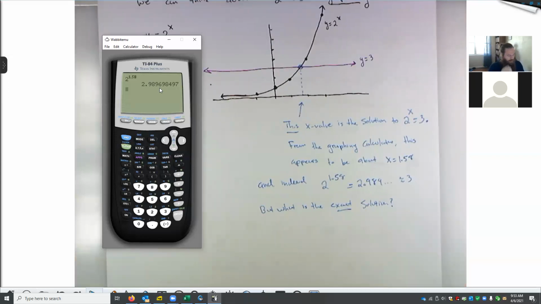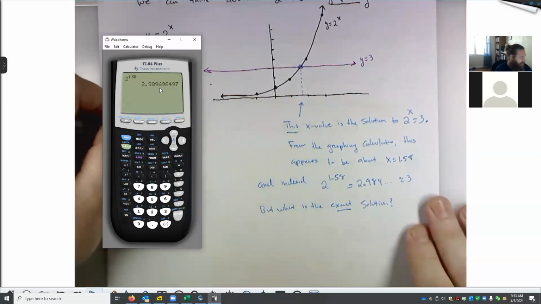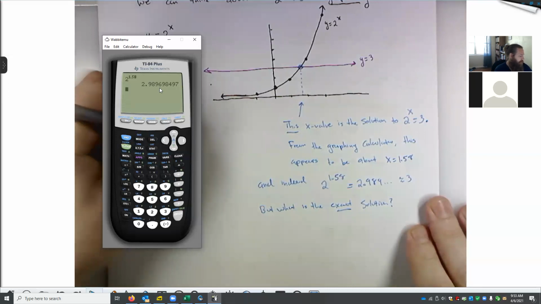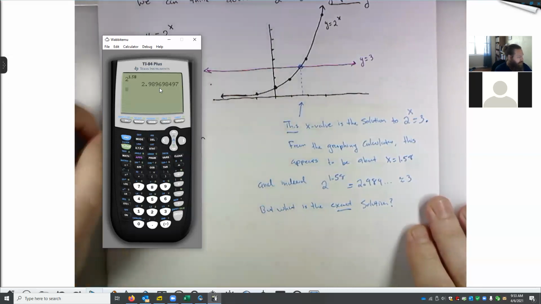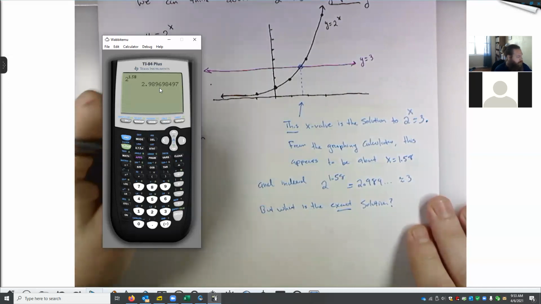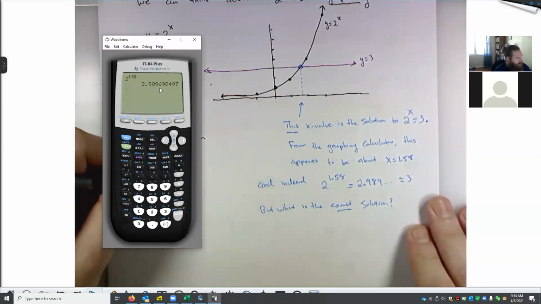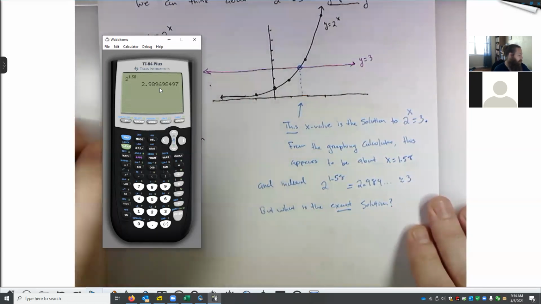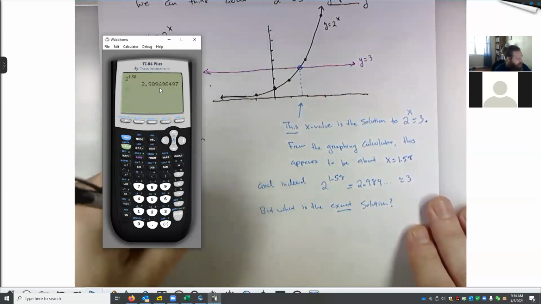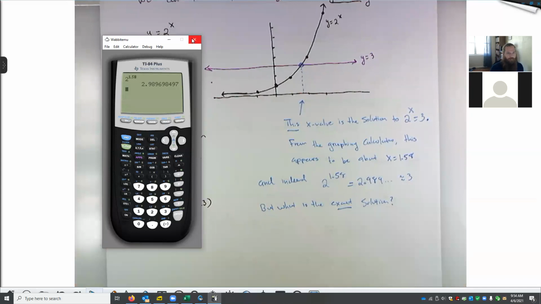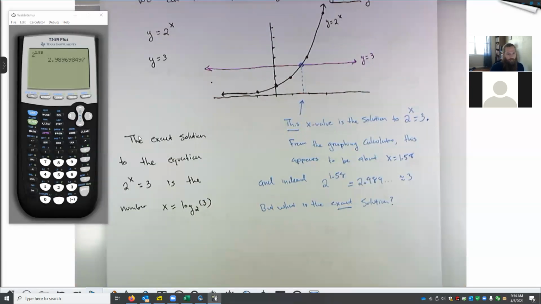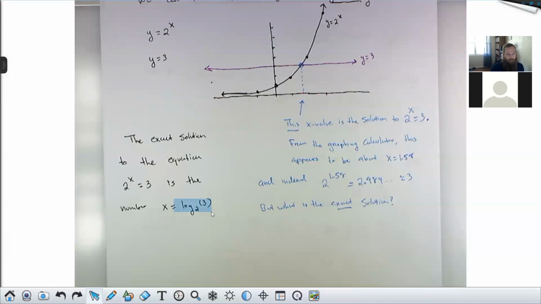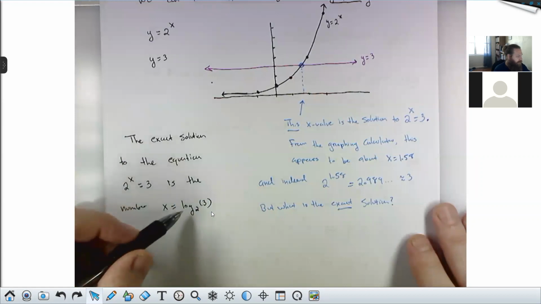Well, the exact solution to the equation 2 to the x equals 3 is the number x equals log base 2 of 3. Oh, sorry, the calculator's in the way there, isn't it? This is the exact number. And it's called the log base 2 of 3.